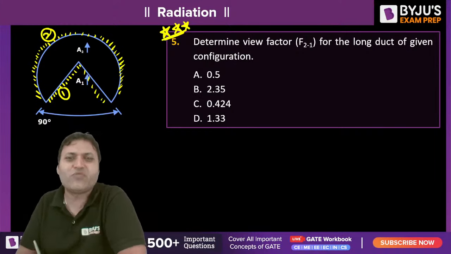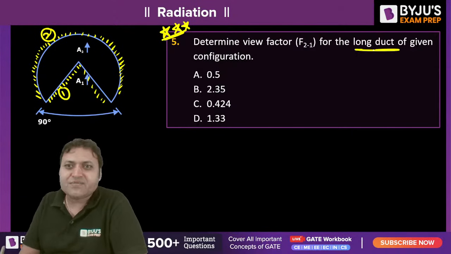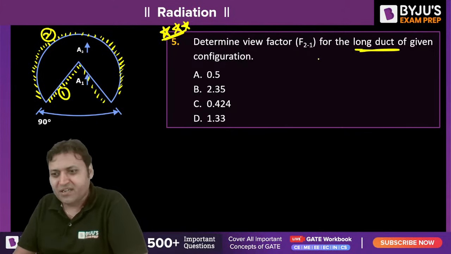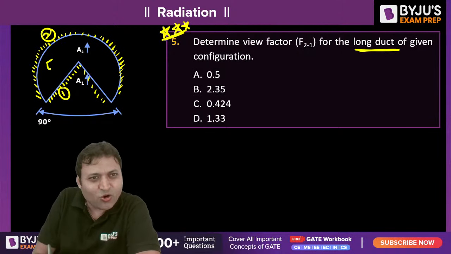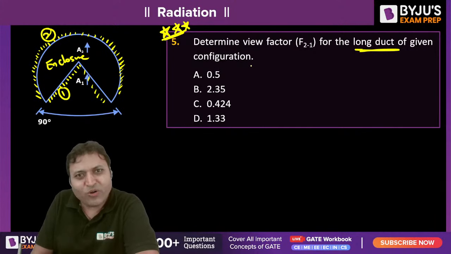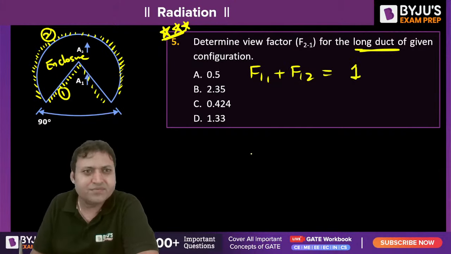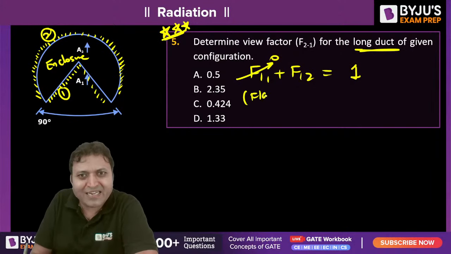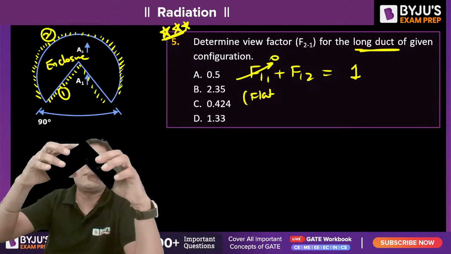There are two surfaces, 1 and 2. Determine view factor F2 to 1 for the long duct. It is a cylindrical duct of given configuration. Can you solve it? This will become an enclosure. So according to the enclosure theorem, F11 plus F12 is equal to 1. And do you agree F11 is equal to 0 because they are flat surfaces? Surface 1 is like this.